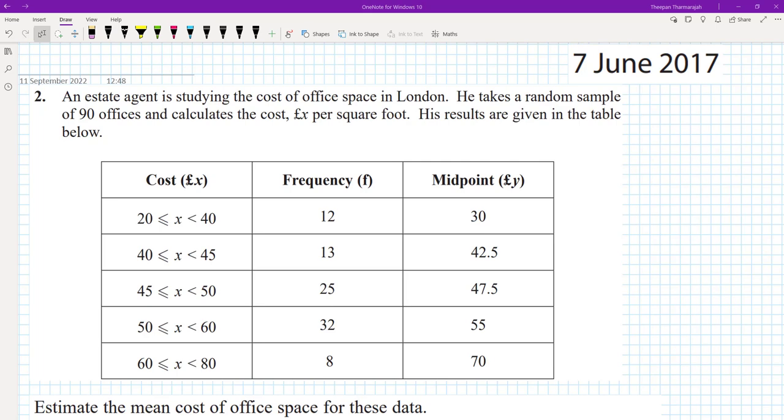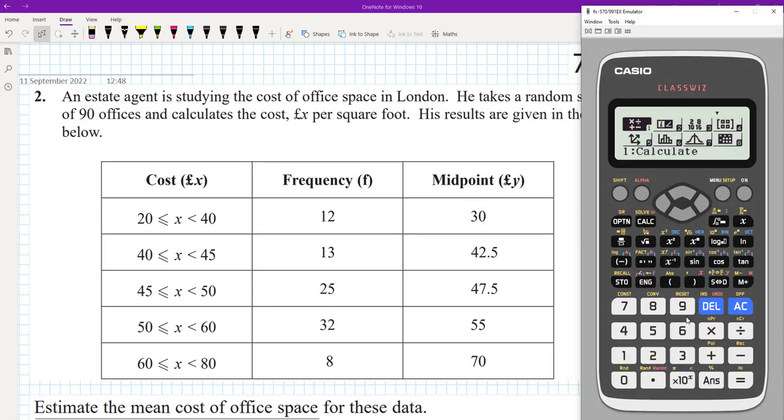Okay, welcome back. So we've got the midpoints here. Let's get the statistics that we need. Let's get our calculator and go to option 6, one variable. Let's type in the midpoints: 30, 42.5, 47.5, 55, 70. Let's write the corresponding frequencies for each value: 12, 13, 25, 32, and 8. Let's go to AC, then option, one variable calculation, option number 2, and then we can write down our key values.